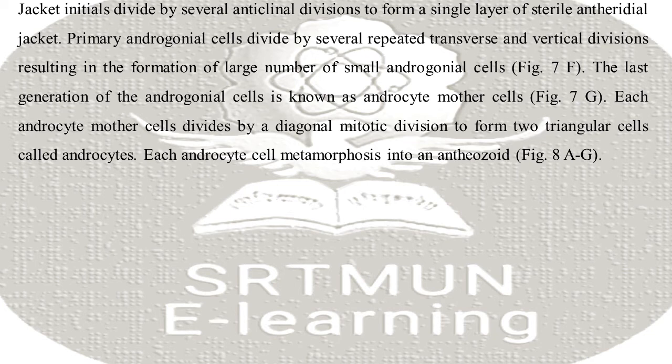Now, jacket initials divide by several anticlinal divisions to form a single layer of sterile antheridial jacket. Primary androgonial cells divide by several repeated transverse and vertical divisions, resulting in the formation of a large number of small androgonial cells. The last generation of the androgonial cells is known as androcyte mother cells. Each androcyte mother cell divides by a diagonal mitotic division to form two triangular cells called androcytes. Each androcyte cell metamorphoses into an antherozoid.